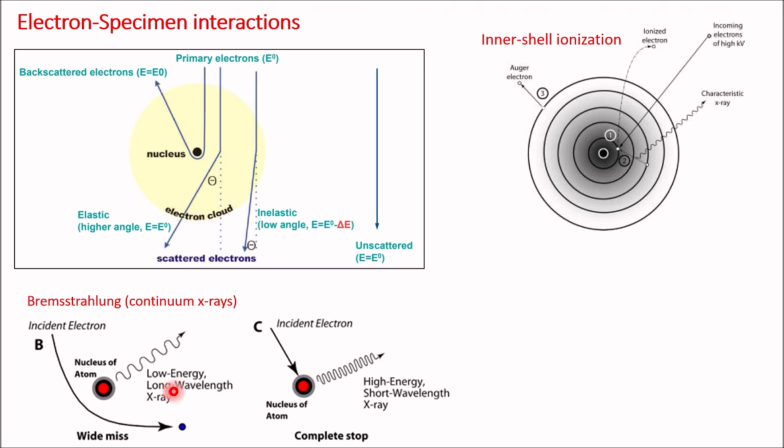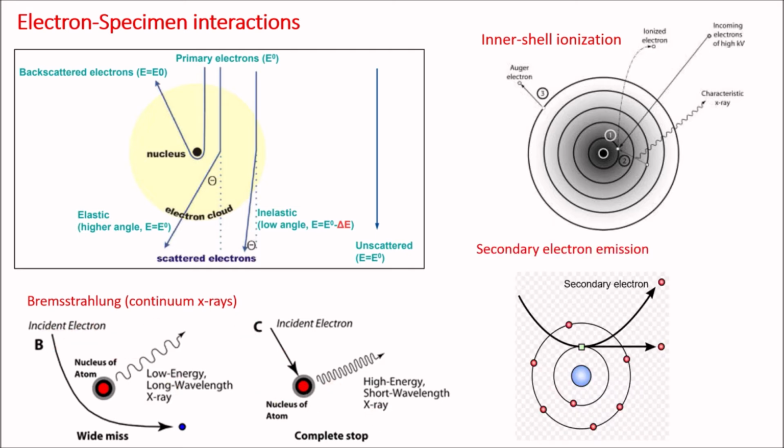Note that these are not characteristic X-rays, as the wavelength depends on the extent to which the primary electrons are decelerated by the interacting atom. So a continuous wavelength emission of X-rays is possible by this process. Another process is the emission of secondary electrons. Here a loosely bound electron can be ejected as a consequence of inelastic scattering, and these secondary electrons will have very low kinetic energy, typically less than 50 electron volts.